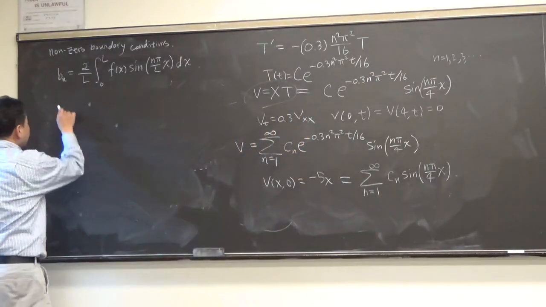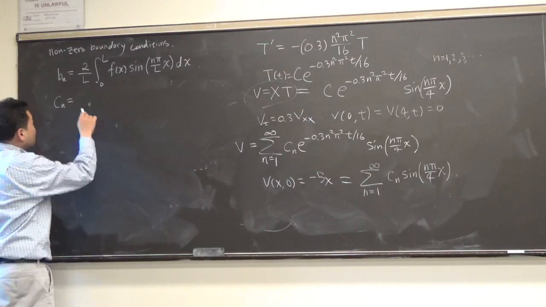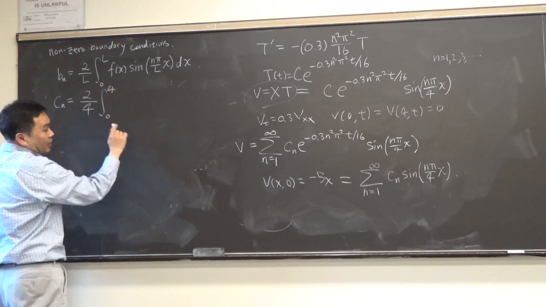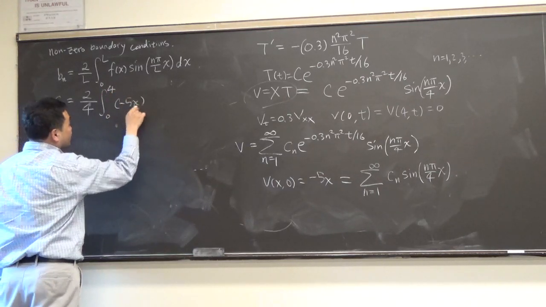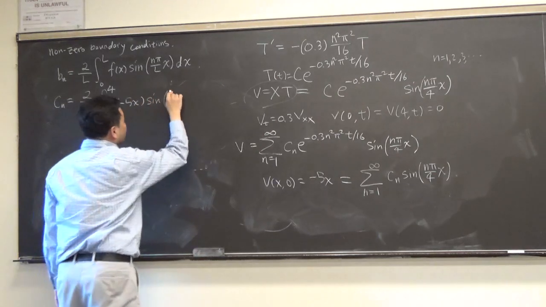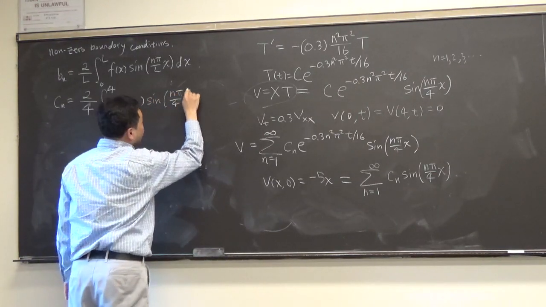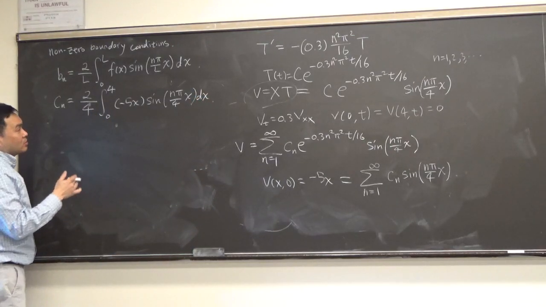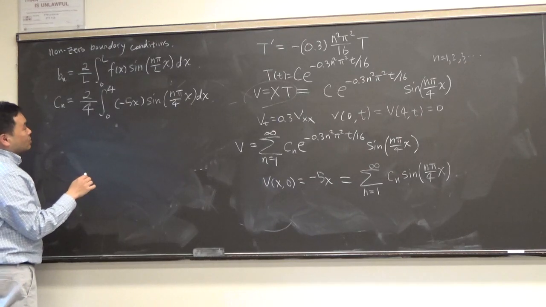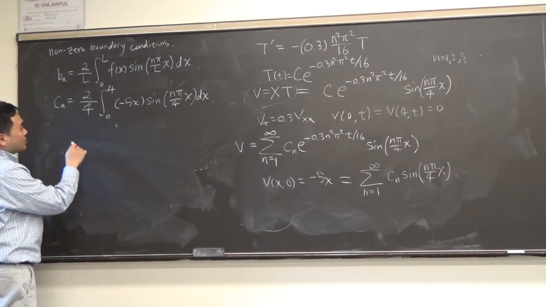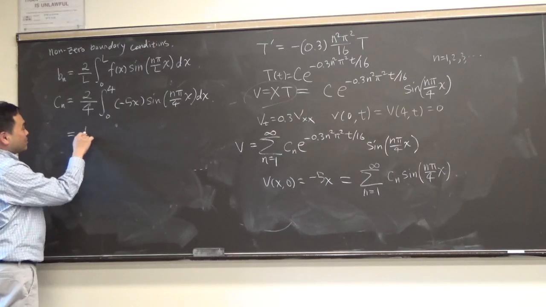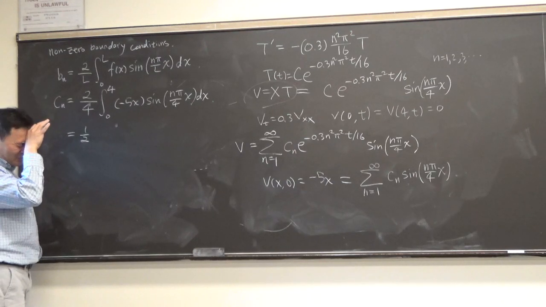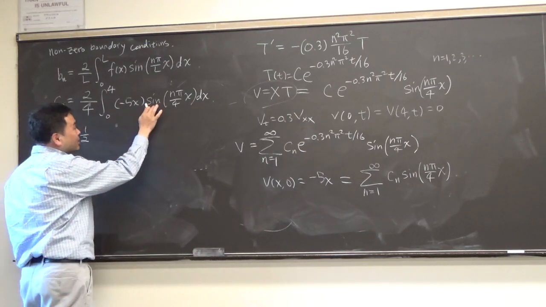So our Cn for that case would be 2 divided by 4, integral from 0 to 4, f of x is negative 5x times sine n pi over 4 x dx. And we can do this calculation by using tabular integration. Or maybe I can just do regular antiderivatives. Okay, so you can do this by using integration by parts. So integrate the sine.